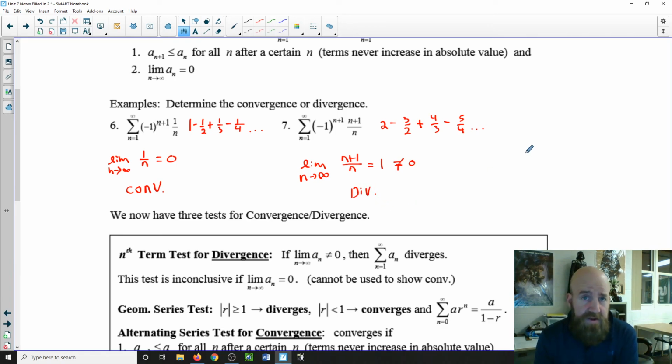Okay, so that's all we have to do with the alternating series test. It has to meet these two conditions for convergence. If it doesn't meet either one, it diverges.